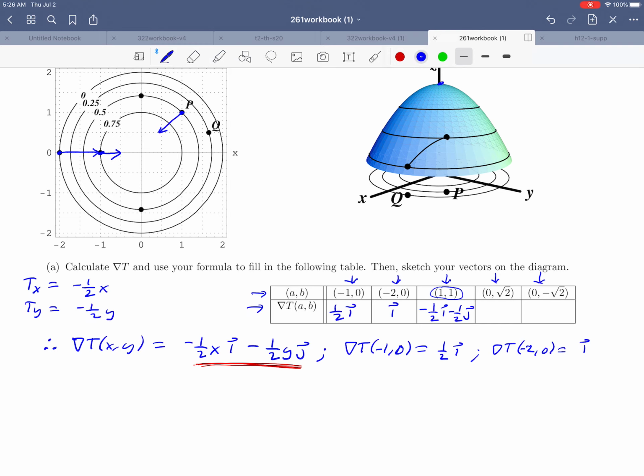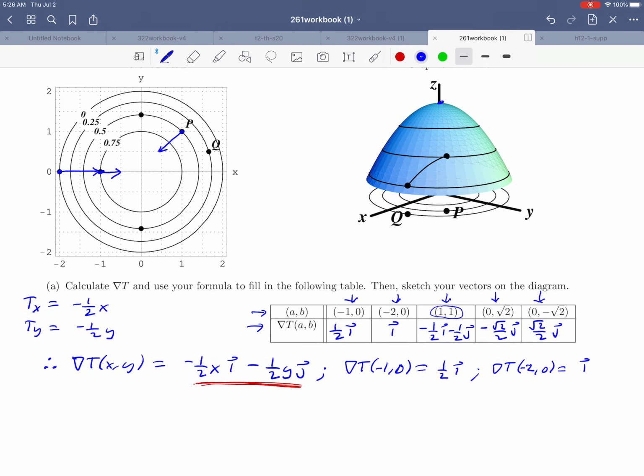Okay, and then similarly, let's go ahead and fill in the last two. Square root of 2 over 2, that's not such a nice number, but it's maybe about 0.7-ish. So let's see, (0, √2). That's going to be this point right up here. And we want to go straight down, -√2 over 2. So just roughly speaking, that's going to take us about to there. And (0, -√2), that's sitting down here. It's going to take us up to about there.